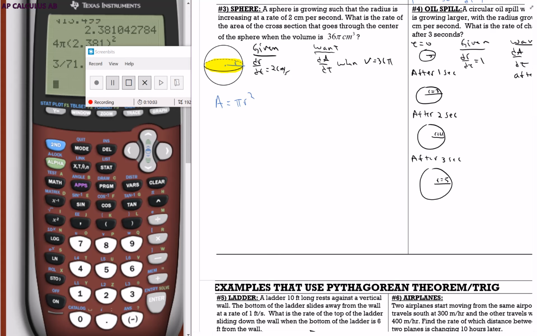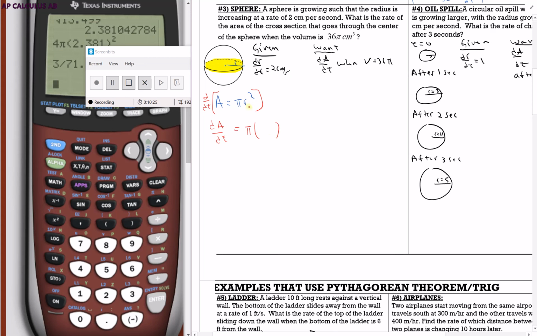All right, so I want that, and we want dA/dt. That means I need to take the derivative with respect to t. How is it changing as time goes on? The derivative of A with respect to t is dA/dt. The derivative of pi r squared with respect to t is, let me take a few steps here. Pi is a constant, so I'm going to ignore it right now.